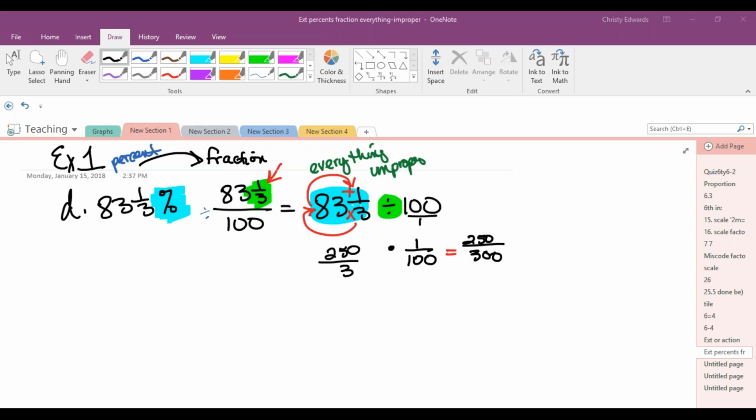Now, what goes into both of those? Divide them both by 10. You can immediately do 25 over 30, right? And then break that down a bit more. Divide them both by 5. 5 over 6. Is that good? You're right, Ryan. That is the answer. Clean, clean, jelly bean.